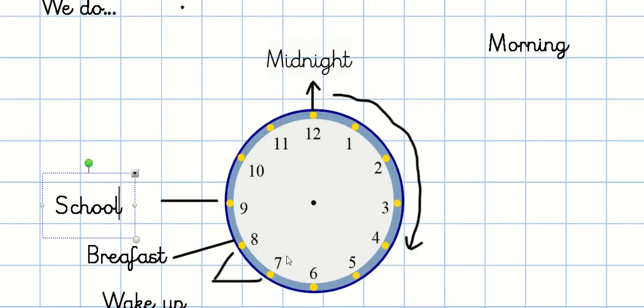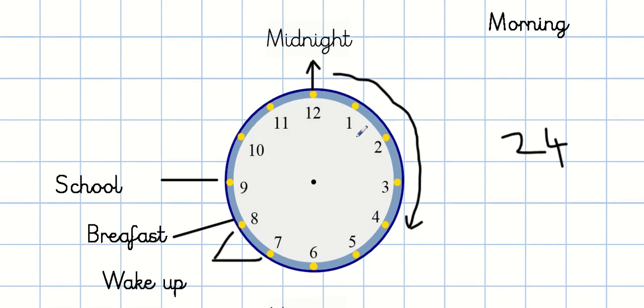We know on a clock there are only 12 hours, and in one day there are 24 hours. So actually, the clock has to go round not once but twice to represent a full day, because there are 24 hours in one whole day, so it has to go round once and then twice. The first time it goes round, it is the morning.